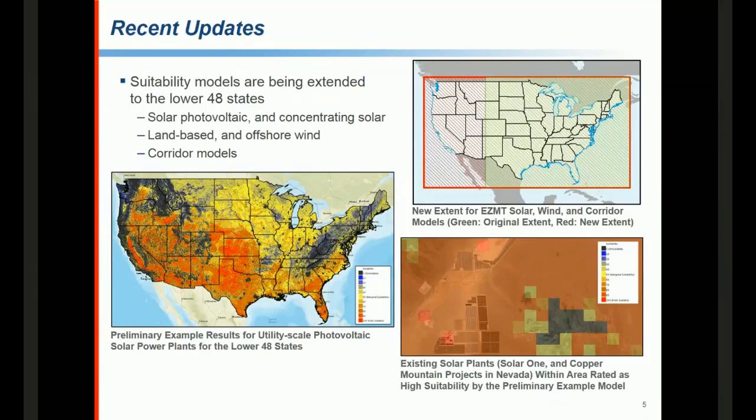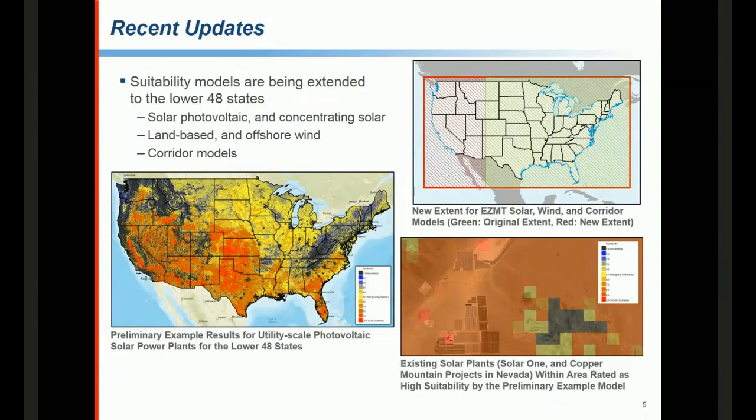So the model that's shown at the lower left is a typical example of the heat map that's generated by one of these models, with the blacks and blues being low suitability and oranges and reds being high suitability. And this is a preliminary example because we're still adding some of the siting factors to the model for the full 48 states. Habitat and protected lands are still being worked on, so that model doesn't have all the siting factors as the original Eastern Interconnect model.